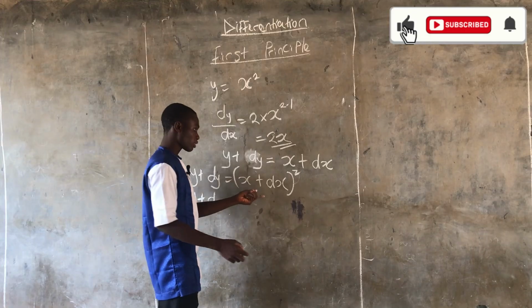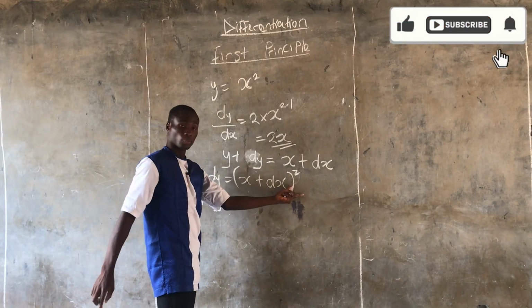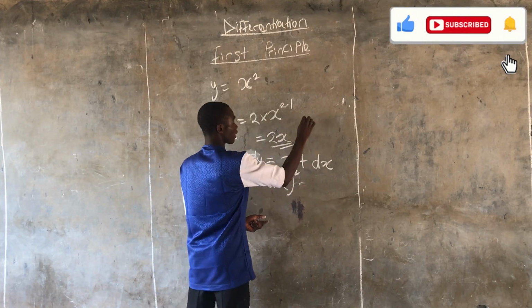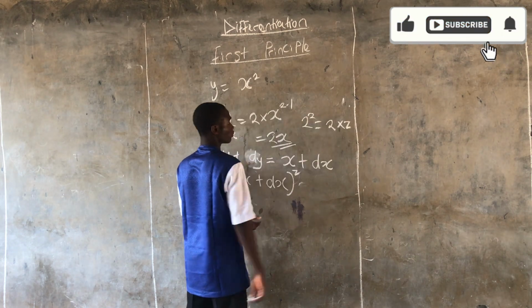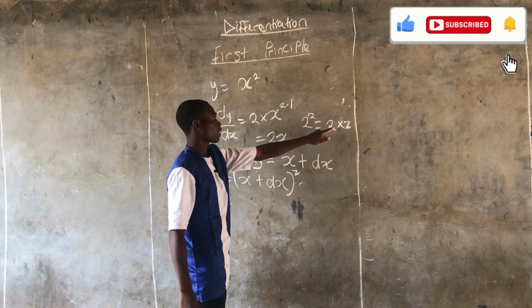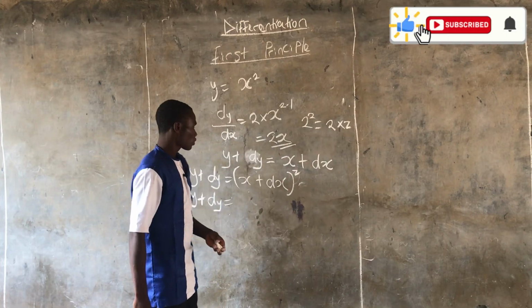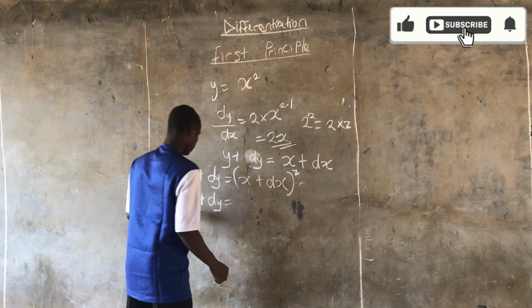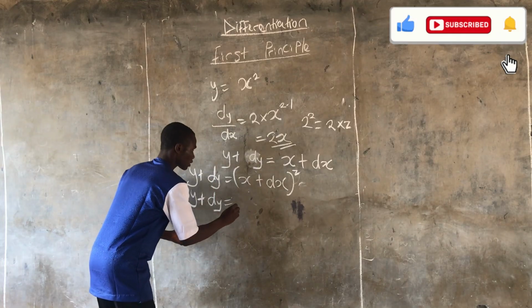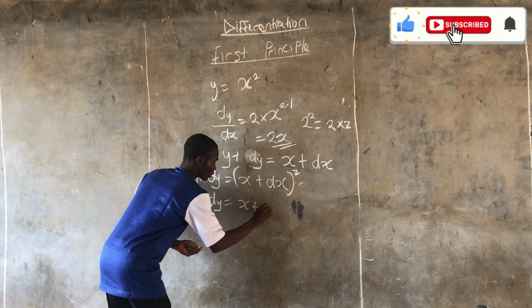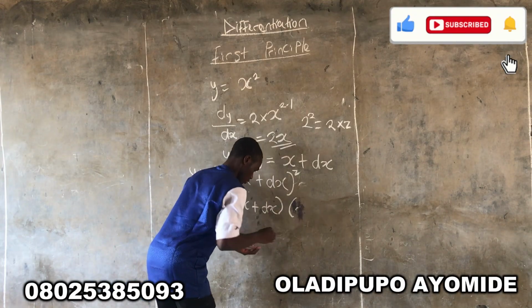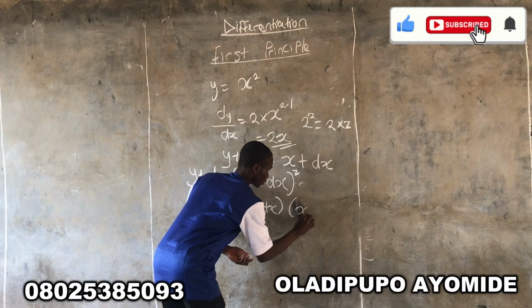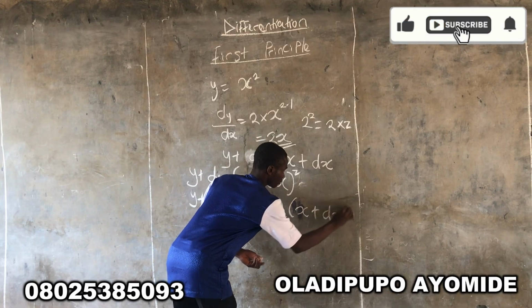Let's assume you are given 2 squared. It is still the same thing as 2 times 2. 2 squared is 4. So here we can say our y plus dy is equal to (x plus dx) times (x plus dx).